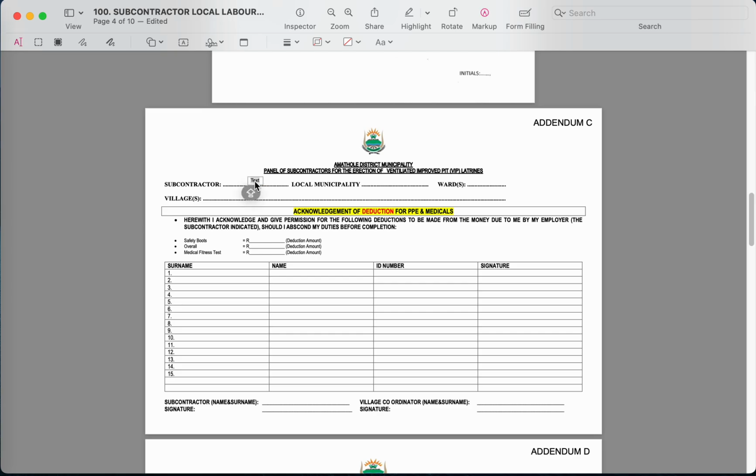So obviously the subcontractor, we said it's Chris Trading, which is the name of the contractor, then the local municipality. Let's say you're working in Amahlathi. I'm sure that's how you spell Amahlathi. And then it's in ward, let's say 25, just for example's sake. Let's say ward 25. So this part needs to be filled, ladies and gentlemen. Please, this part needs to be filled.